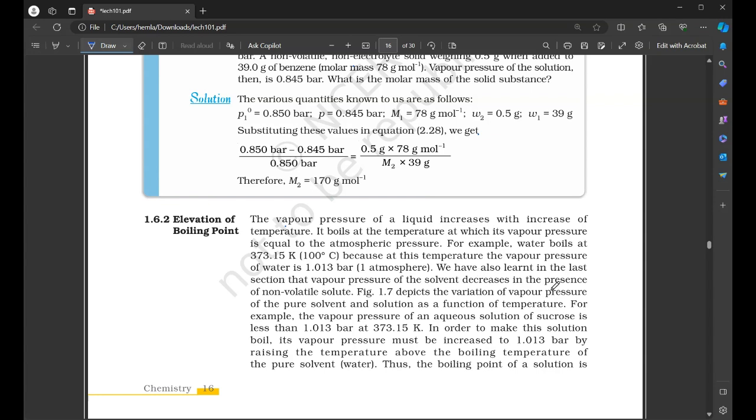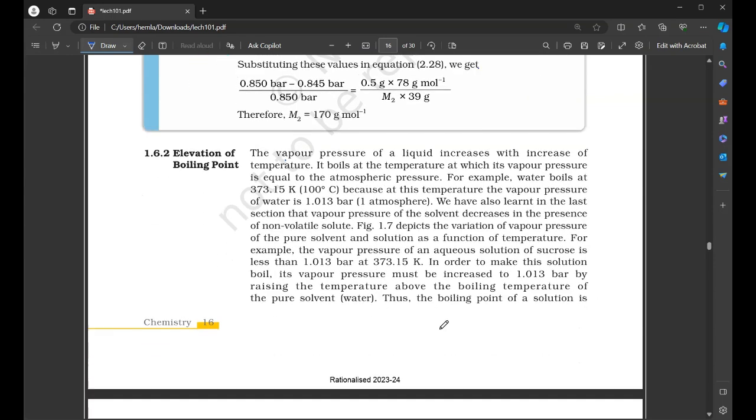We have also learned in the last section that the vapor pressure of a solvent decreases in the presence of a non-volatile solute. Figure 1.7 depicts the variation of vapor pressure of pure solvent and solution as a function of temperature. For example, the vapor pressure of an aqueous solution of sucrose is less than 1.013 bar at 373.15 Kelvin. In order to make this solution boil, its vapor pressure must be increased to 1.013 bar by raising the temperature above the boiling temperature of the pure solvent.